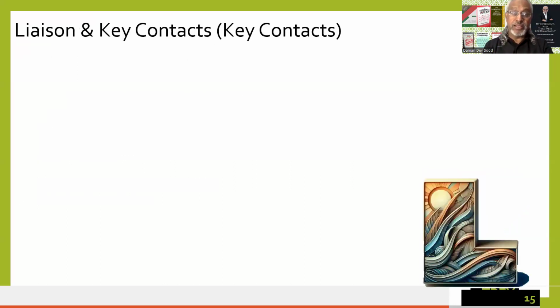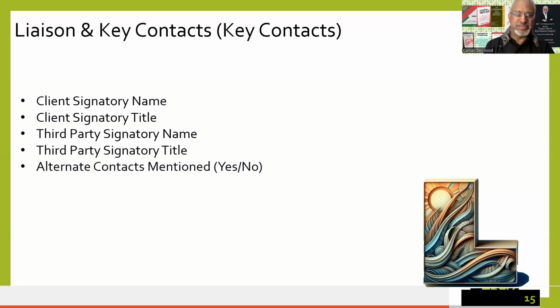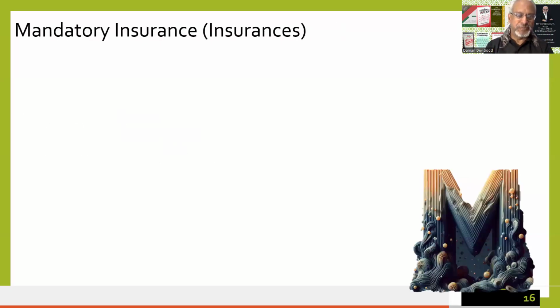All will come. L is for liaison and key contacts. Who is the signatory from your side? Their details. Who is the signatory from the third party? Their details. And always, as a business continuity principle, alternates to be included.